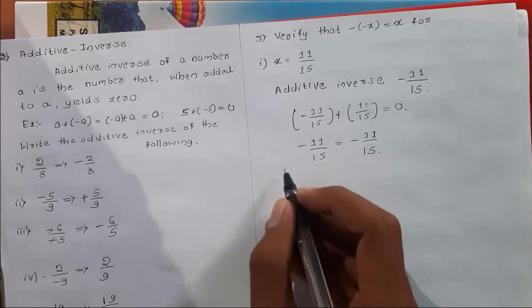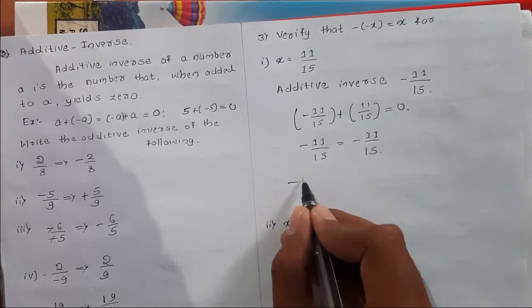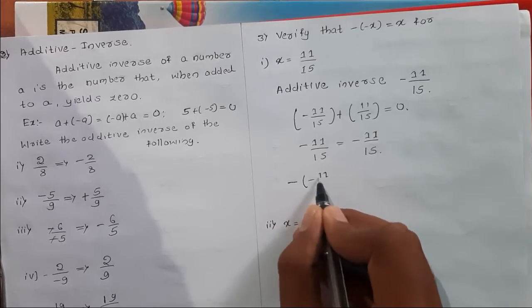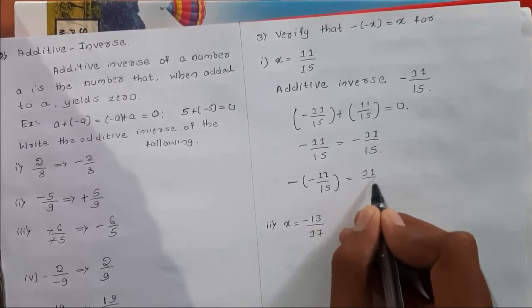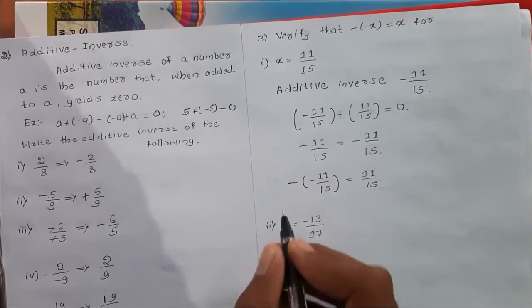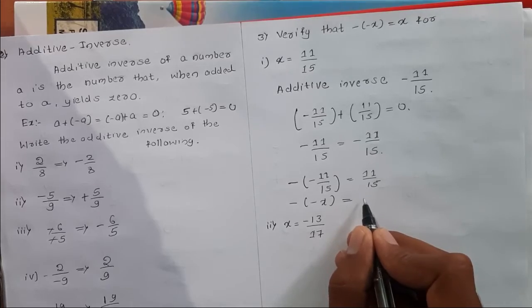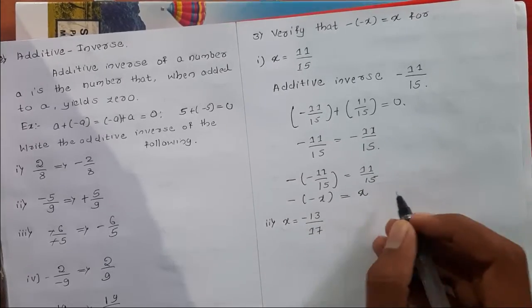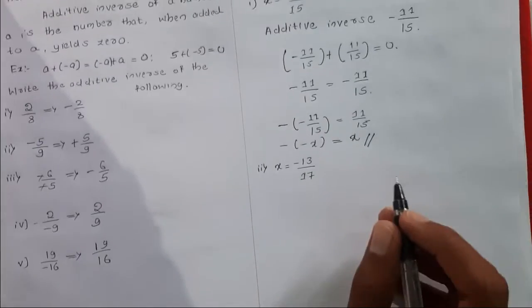You have to make the multiplication of negative sign. Minus of minus 11 by 15, that's equal to 11 by 15. The given question is minus of minus x is equal to x. Hence the condition is proved. Minus into minus equal to x. The given condition is satisfied.